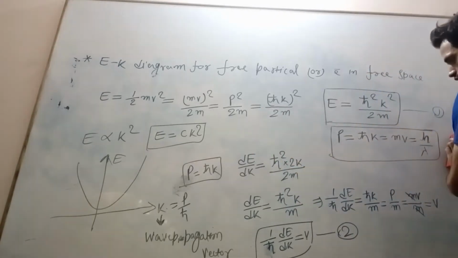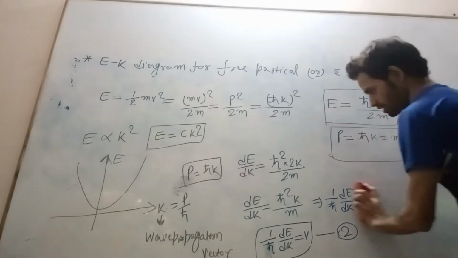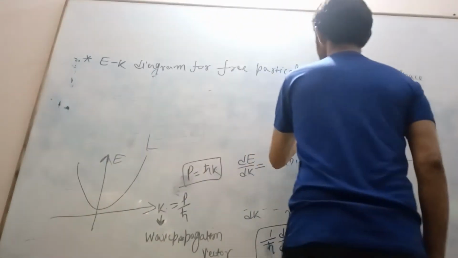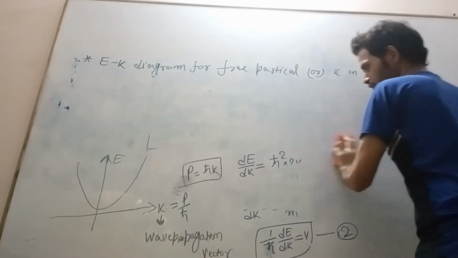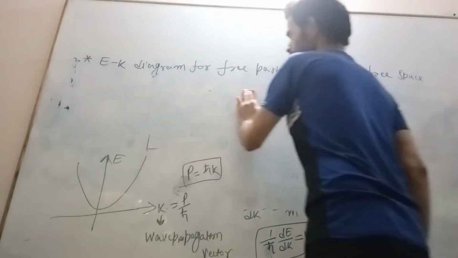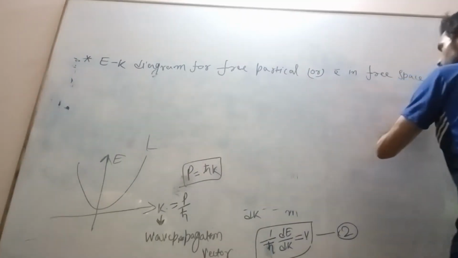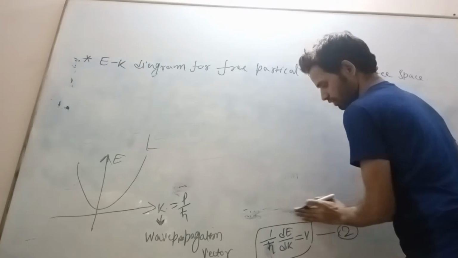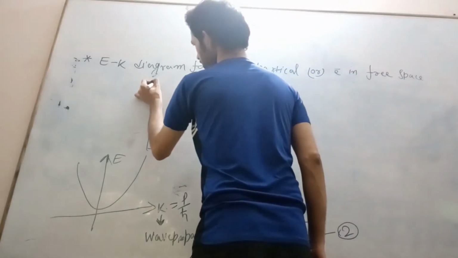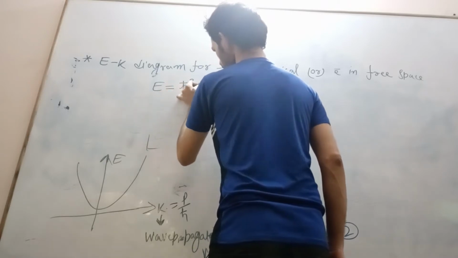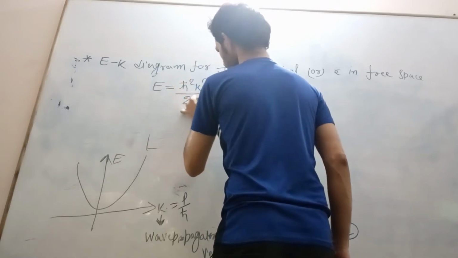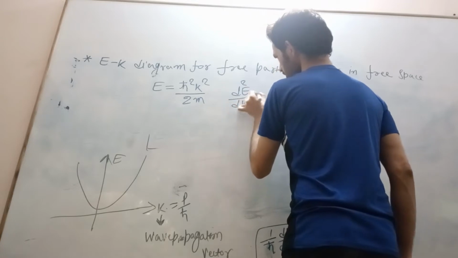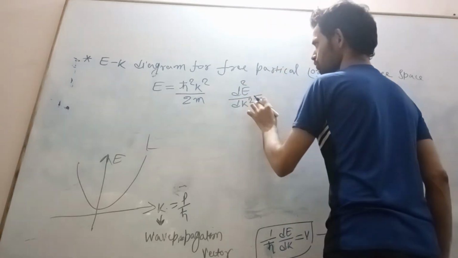Now we are going to get the second derivative. This is our final result, which we will apply to the conduction band and valence band. So when we differentiate this a second time, where E is equal to h cut square k square divided by 2m, we get d square E upon dk square.